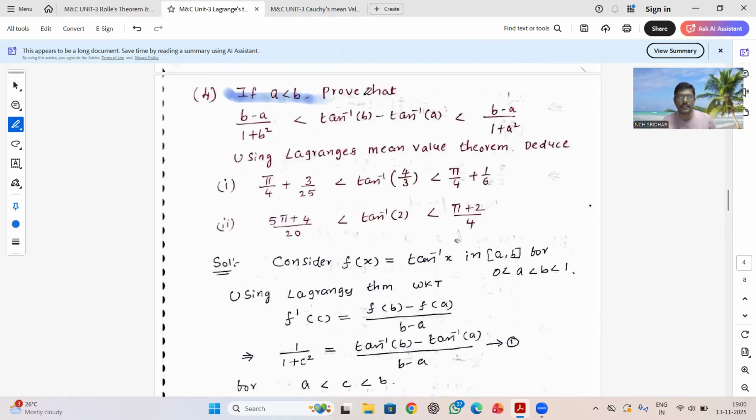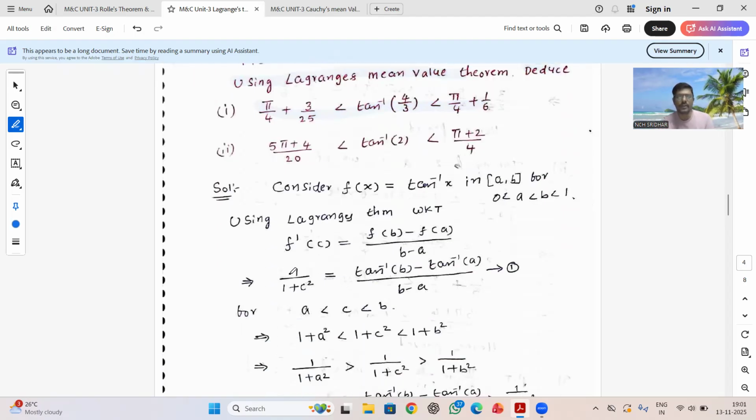If a < b, prove that (b − a)/(1 + b²) < tan⁻¹b − tan⁻¹a < (b − a)/(1 + a²), using Lagrange's mean value theorem. Hence, deduce π/4 + 3/25 < tan⁻¹(4/3) < π/4 + 1/6. This is a very, very important problem. So first we need to prove this inequality using Lagrange's theorem. Afterwards, we need to deduce this inequality.